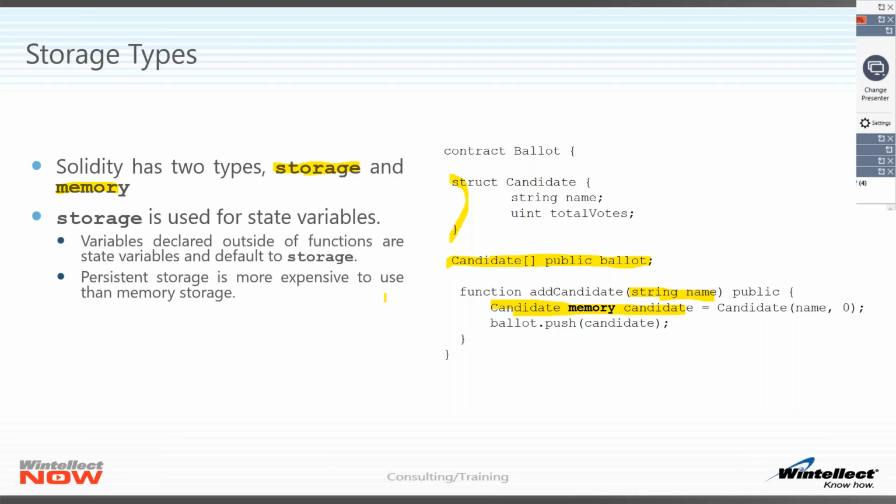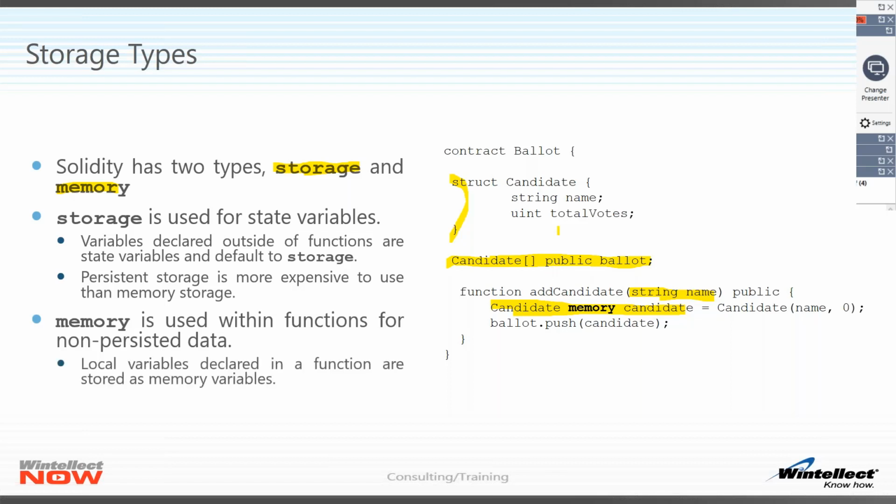They're declared outside of functions. They're persisted on the blockchain, and memory exists within the function and is not persisted data. So that's important to differentiate the types of storage on the blockchain.